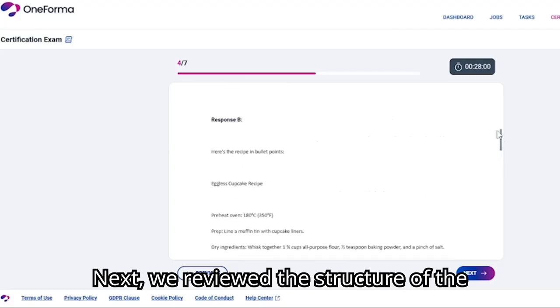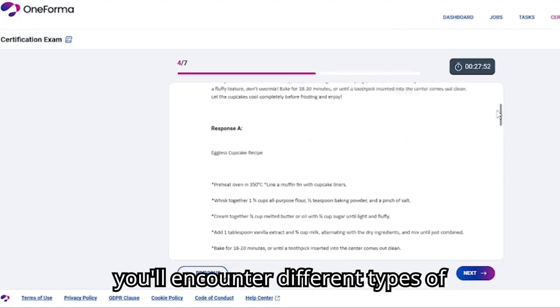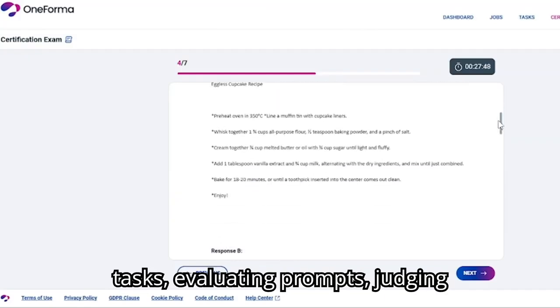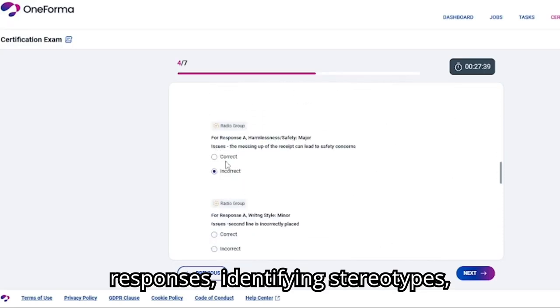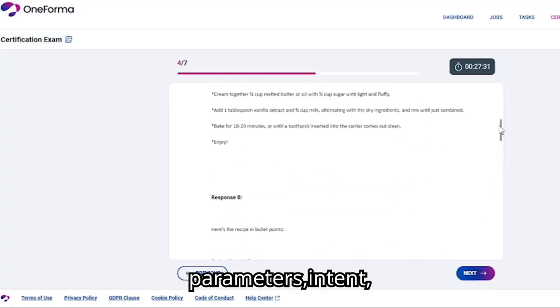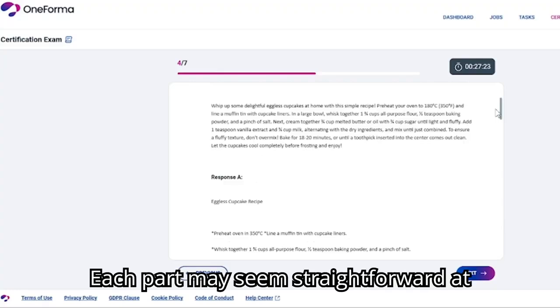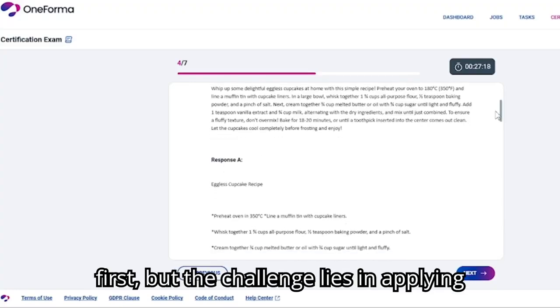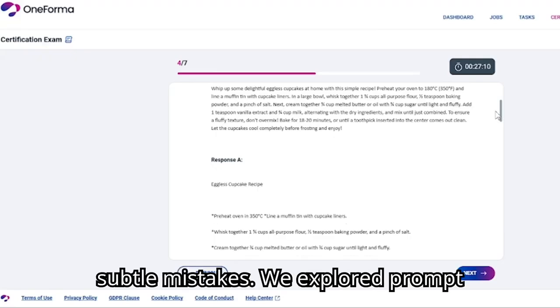Next, we reviewed the structure of the certification exam. You now know that you'll encounter different types of tasks: evaluating prompts, judging responses, identifying stereotypes, and checking prompt quality against 3 parameters: intent, self-containedness, and natural language. Each part may seem straightforward at first, but the challenge lies in applying the rules consistently and spotting subtle mistakes.